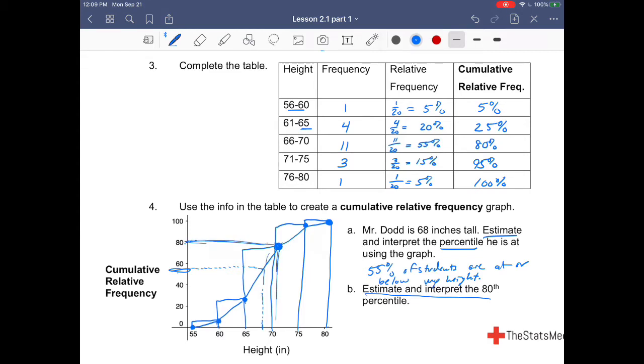And so, oh yeah, we already used the 80th. We don't even need to estimate it. We already know what the 80th percentile is. We know that the 80th percentile is 70 inches and that 80% of students are at or below 70 inches.